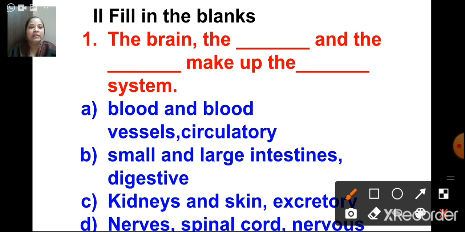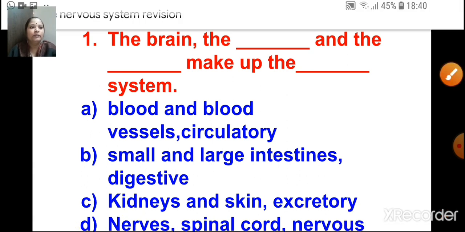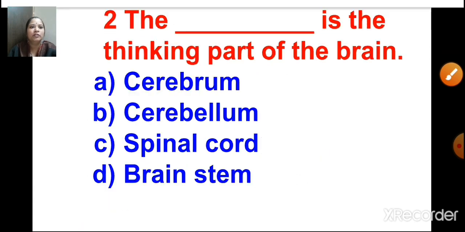So what is the correct answer? Yes, the correct answer is D. The brain, the nerves and the spinal cord make up the nervous system. Yes, these all are the parts of the nervous system. Moving on to the next question, children.